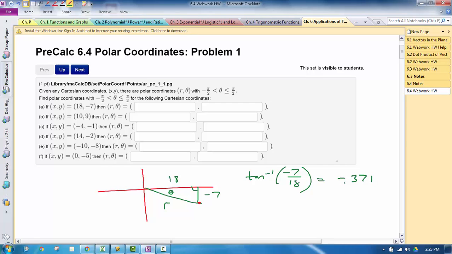And that gives you about negative 0.371 radians. So it's r theta, so theta goes second, negative 0.371. And then the r value is the square root of 373, because that's the Pythagorean theorem to find this length right here. So just give the r theta, set up your triangle, and find theta by doing inverse tangent, and then find r by doing the Pythagorean theorem. It should be the same for the rest of them.